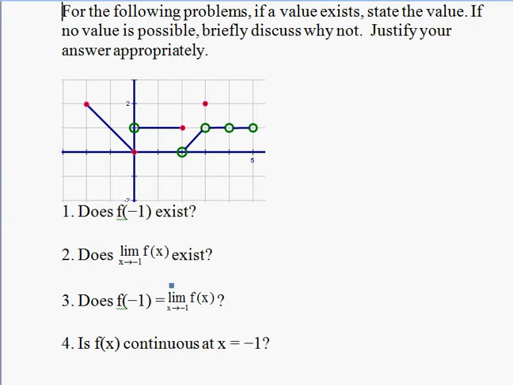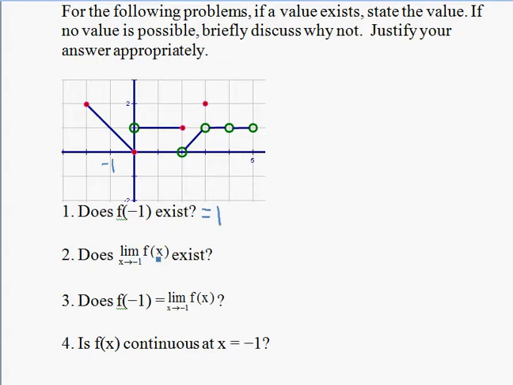So we're going to look at -1. We'll look at some where the limit exists and some where the limit doesn't exist, where it's continuous and where it's not continuous at the corresponding values. So -1 is just right here. Does the function value exist? Yes. What is the number? 1.